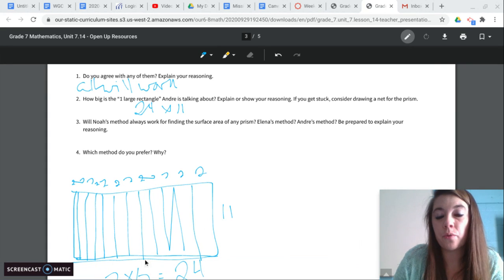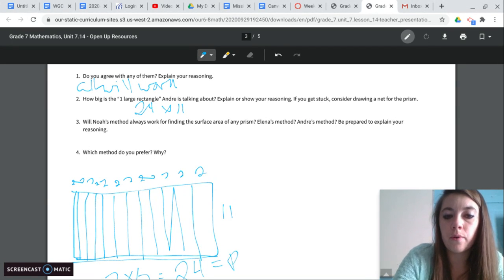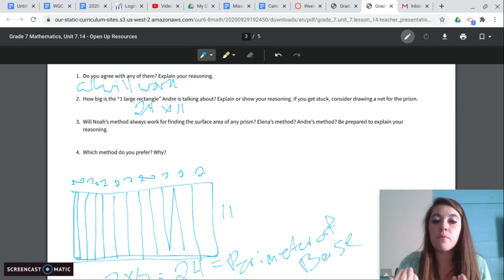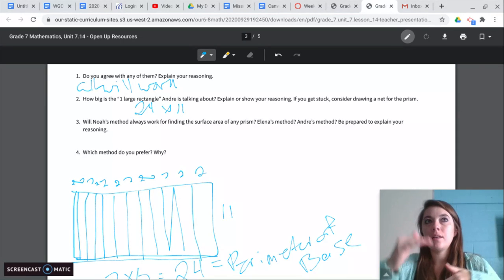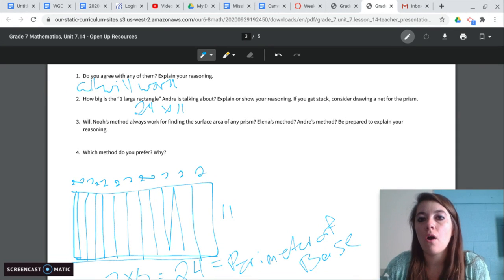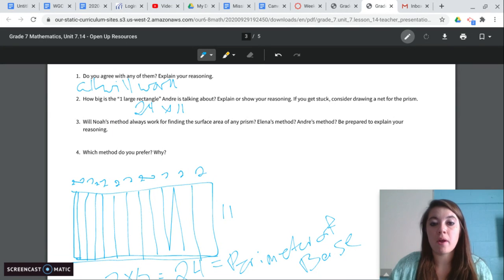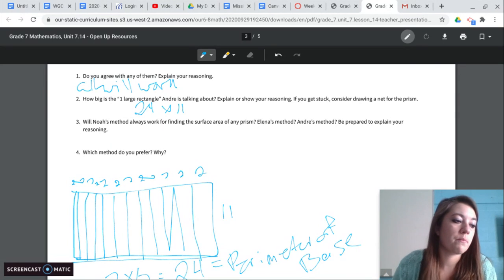Another way to have got that 24, the 24 is the perimeter of your base. So this equals perimeter of base. So that means we could take the perimeter of the base, multiply it by the height, and then we find the area of those sides, because we can spread this out. Now this works when we have prisms. It only works with prisms for this.